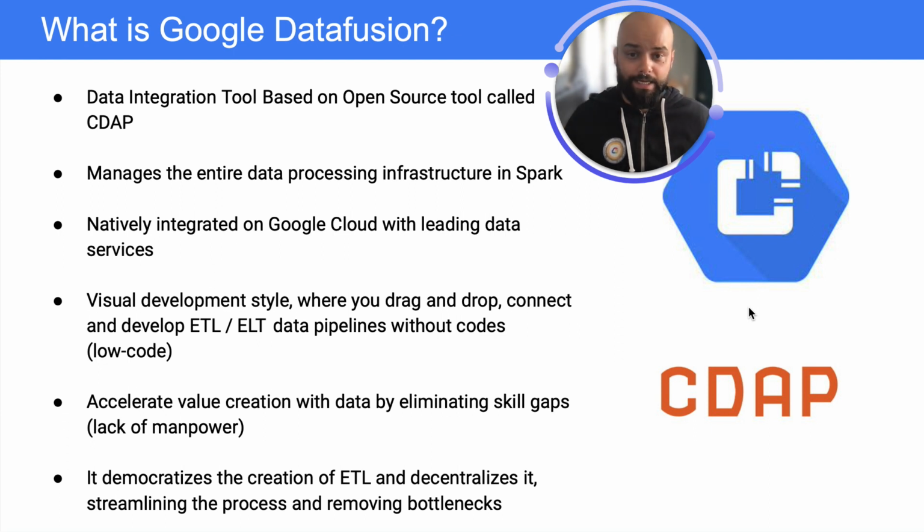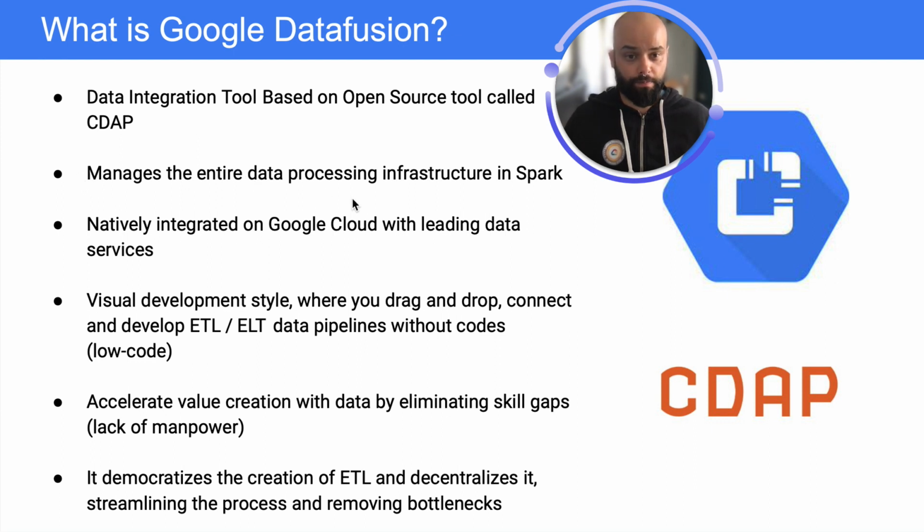So what is Google Datafusion? Basically, it's a data integration tool based on an open source tool called CDAP. I suggest everyone check out CDAP as an open source tool. You can easily find an official Docker image and run it locally in case you don't want the managed version in Datafusion. The second point is that Datafusion manages the entire data processing infrastructure in Spark.